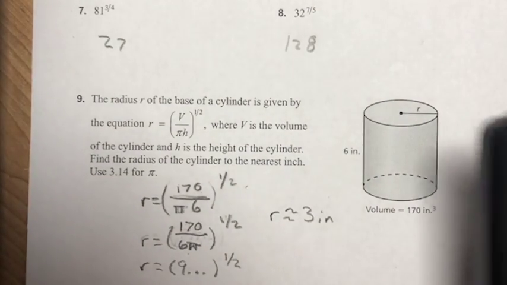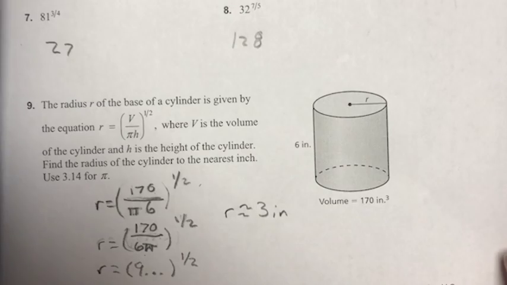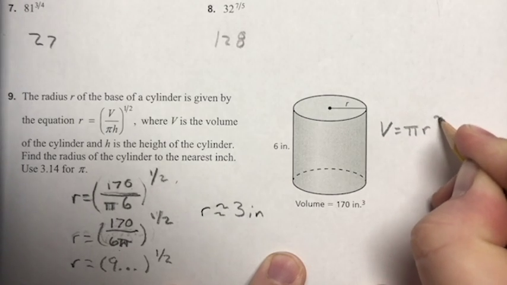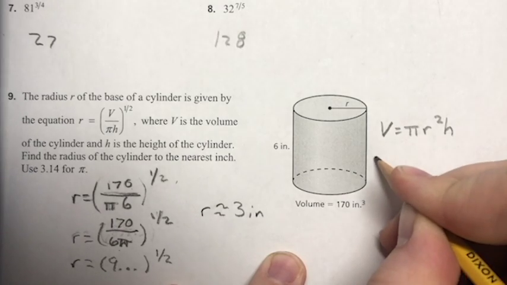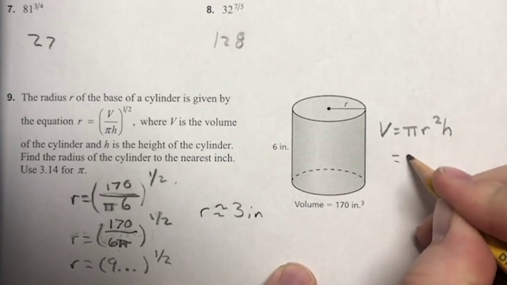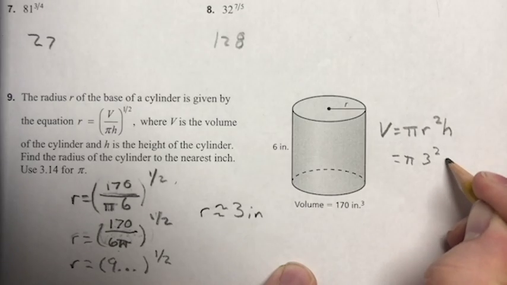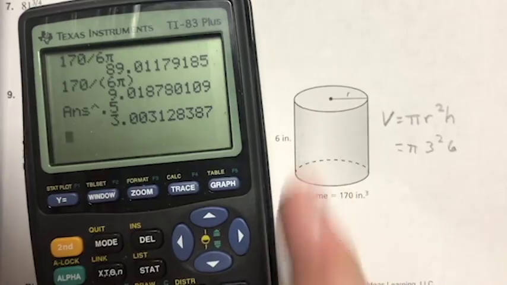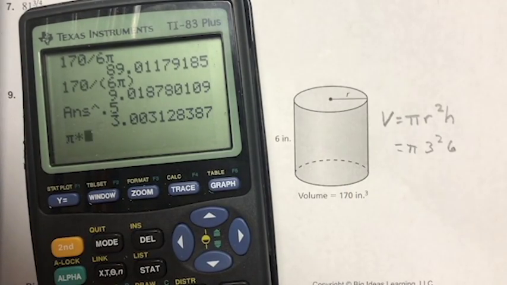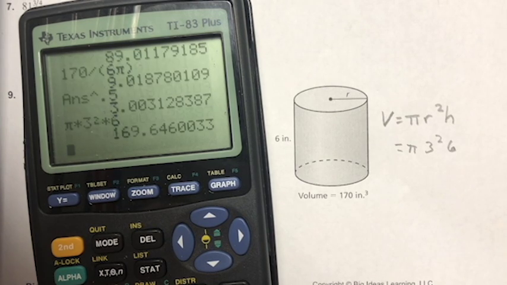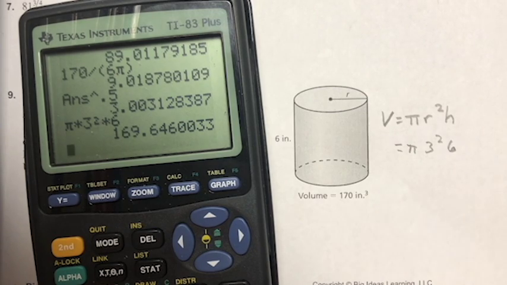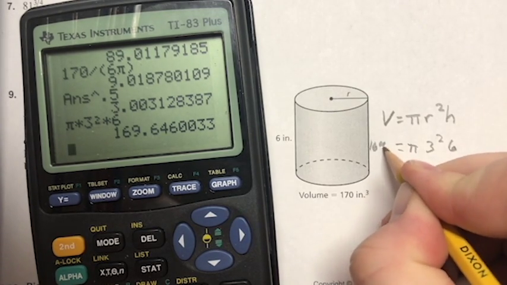All right, and we can kind of prove that. So if we go back and remember from several years ago or whatever, the volume of a cylinder is equal to pi r squared times height. So if this is correct, pi times 3 squared times 6 should get me close to 170. Let's plug that in. I have pi times 3 squared times 6 gives me 169. So that's pretty accurate. Because we had a rounding, it's not exactly perfect. So yes, this does work.